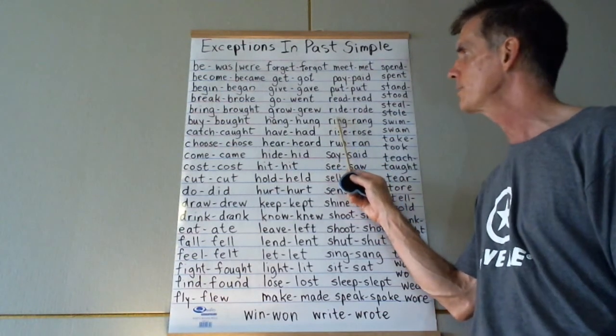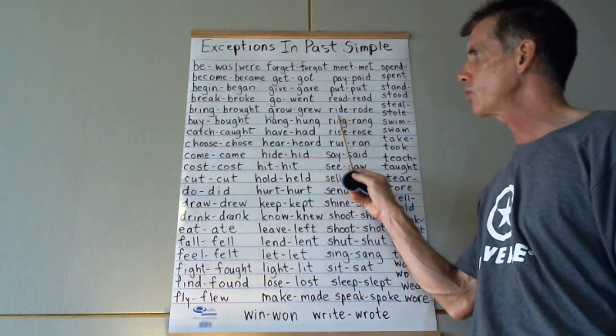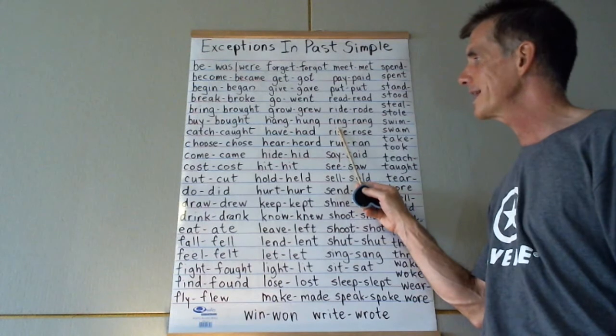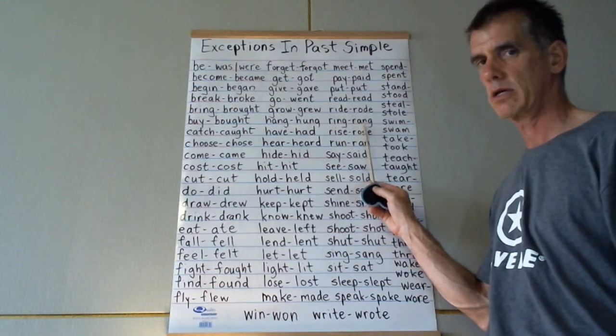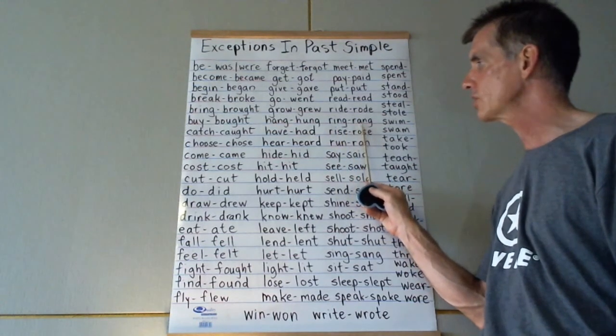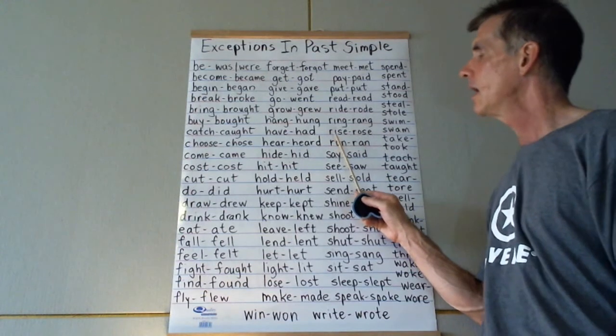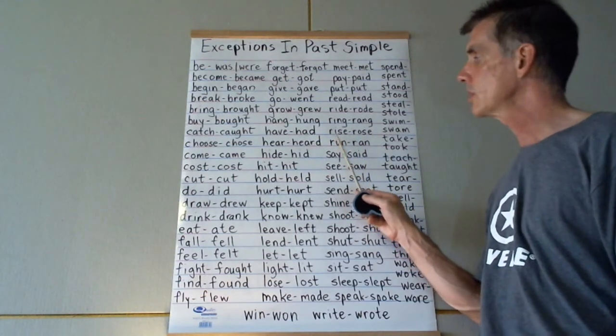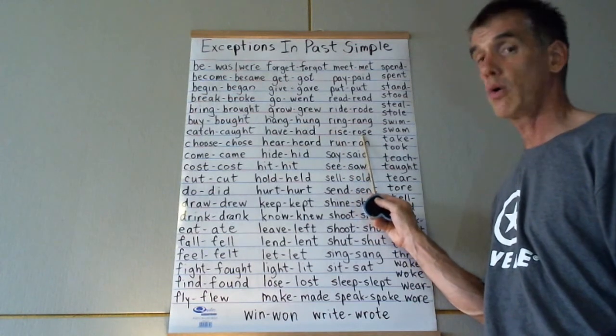It's very irregular. Ride and rode. Ride in the present tense becomes rode in the past tense. Ring and rang. So I changes to A in the past tense. Rise and rose. So I changes to O. Okay?